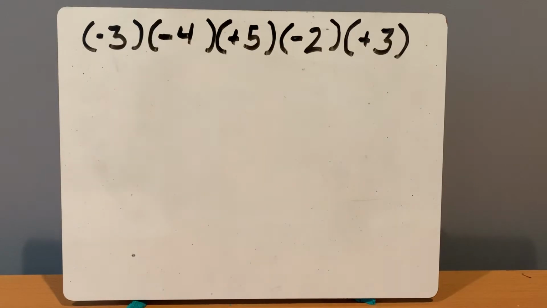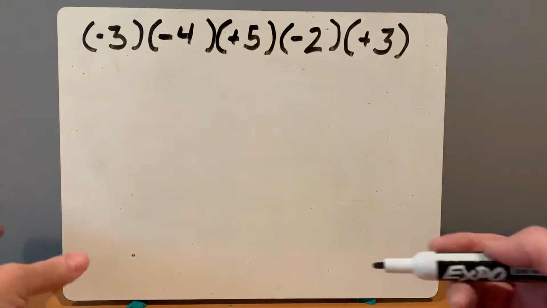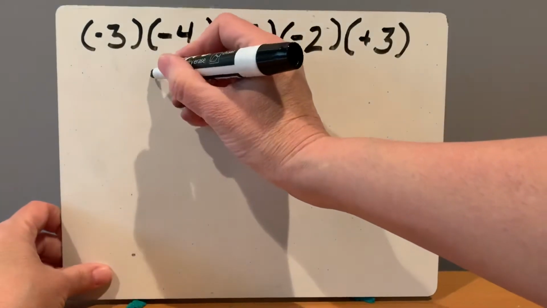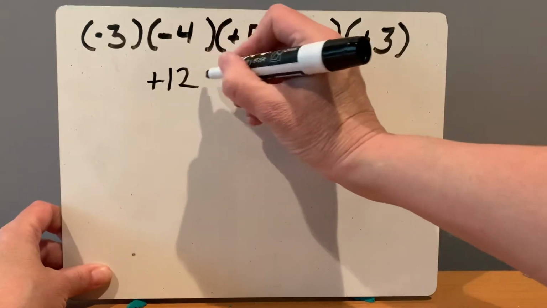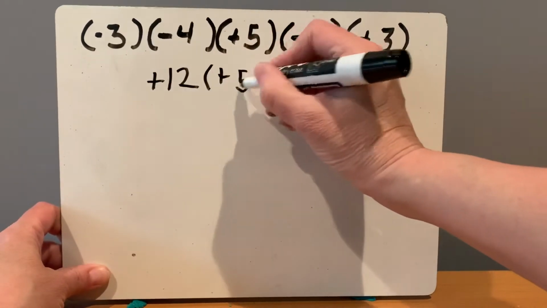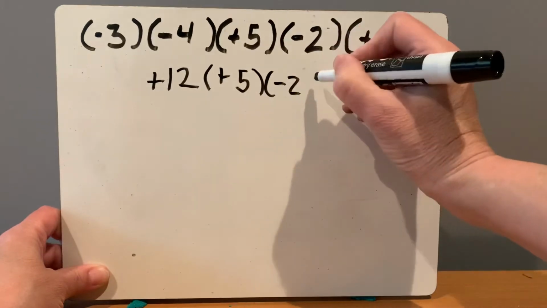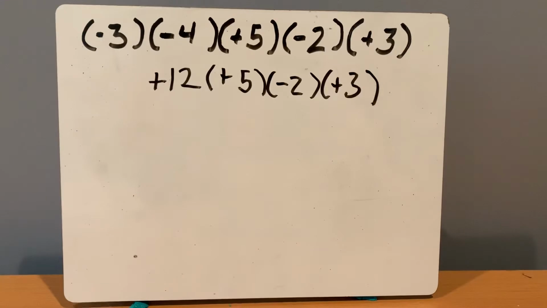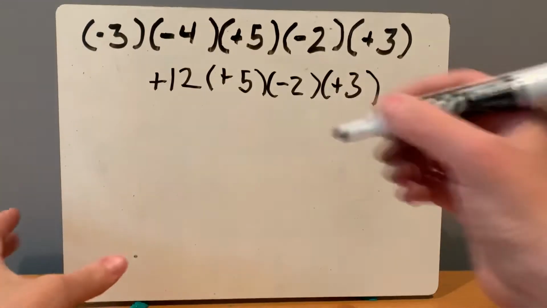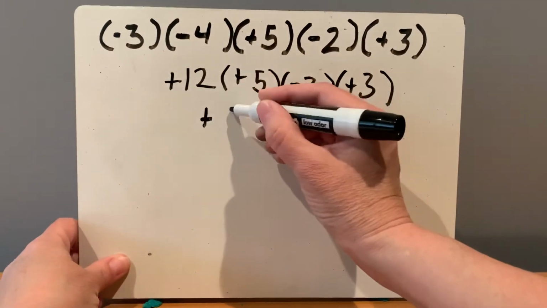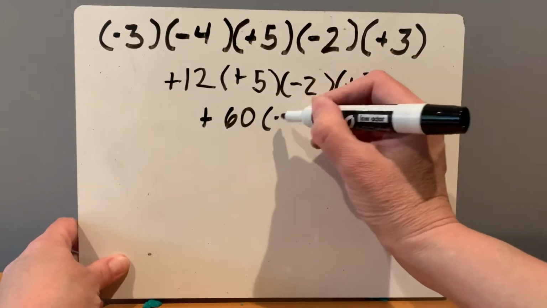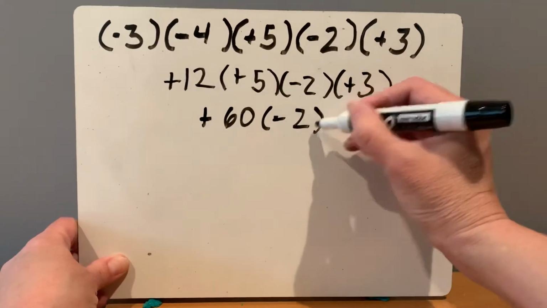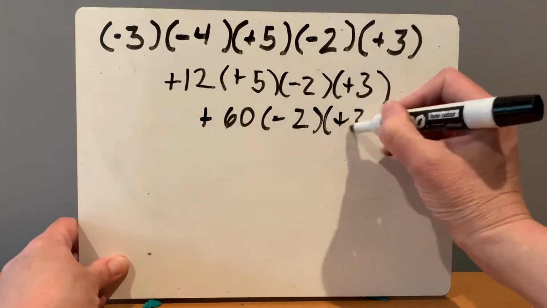So we have -3 times -4. Recall, a negative times a negative is a positive. So we would have positive 12 times positive 5 times -2 times positive 3. Then we go on to the next step. Positive 12 times positive 5 is positive 60. So there we have positive 60 times -2 times positive 3.